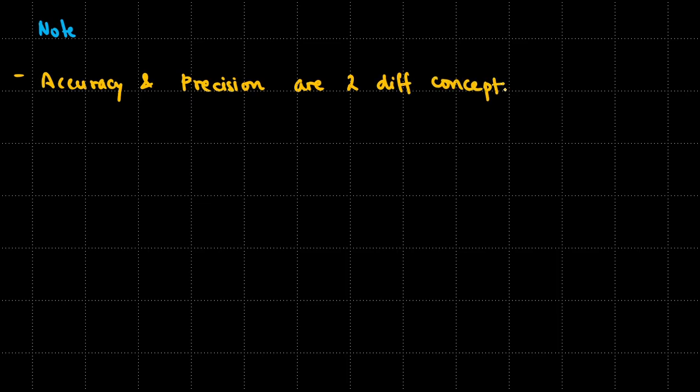Before we even start, there's something that you must know. This is something like a note. Accuracy and precision are two different concepts. Whenever I say a data is accurate, it does not mean that the data is precise. And whenever I say data is precise, it may or may not be accurate. So let's talk about those terms, accuracy and precision, in detail.